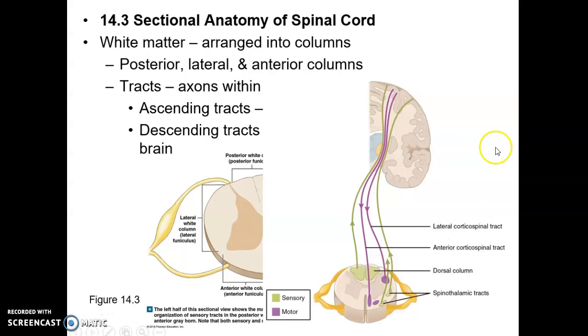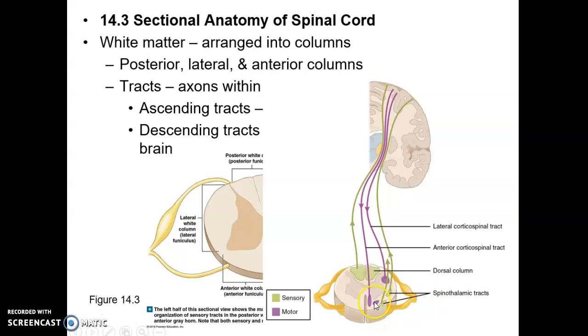All right, finishing up that last part. Here in purple, these are the descending tracts. Notice the arrows coming down from the brain, issuing motor commands to synapse with motor neurons to reach the muscles or the effectors, right? Descending tracts. Notice they're coming down in the white matter columns somewhere.